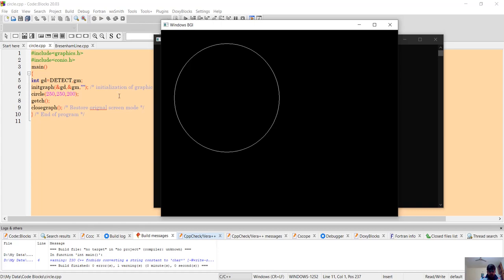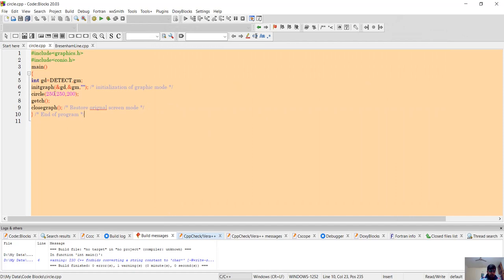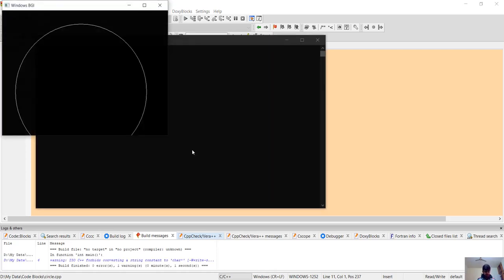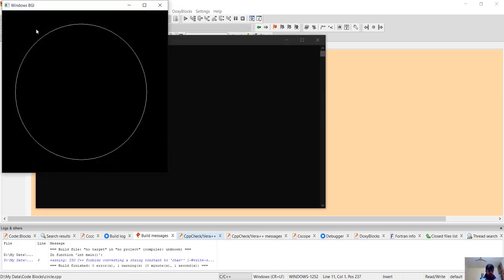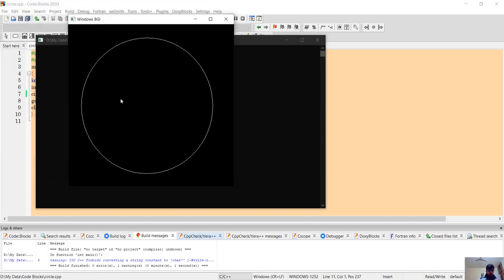I can also change these values. Let me change the values first. Let me make it 300 by 300, and the radius let's keep 250. The circle will be bigger this time. And this is our circle, which is 300 by 300 pixels, and our circle is of radius 250, as you can see. And we have pressed F9 to run it.